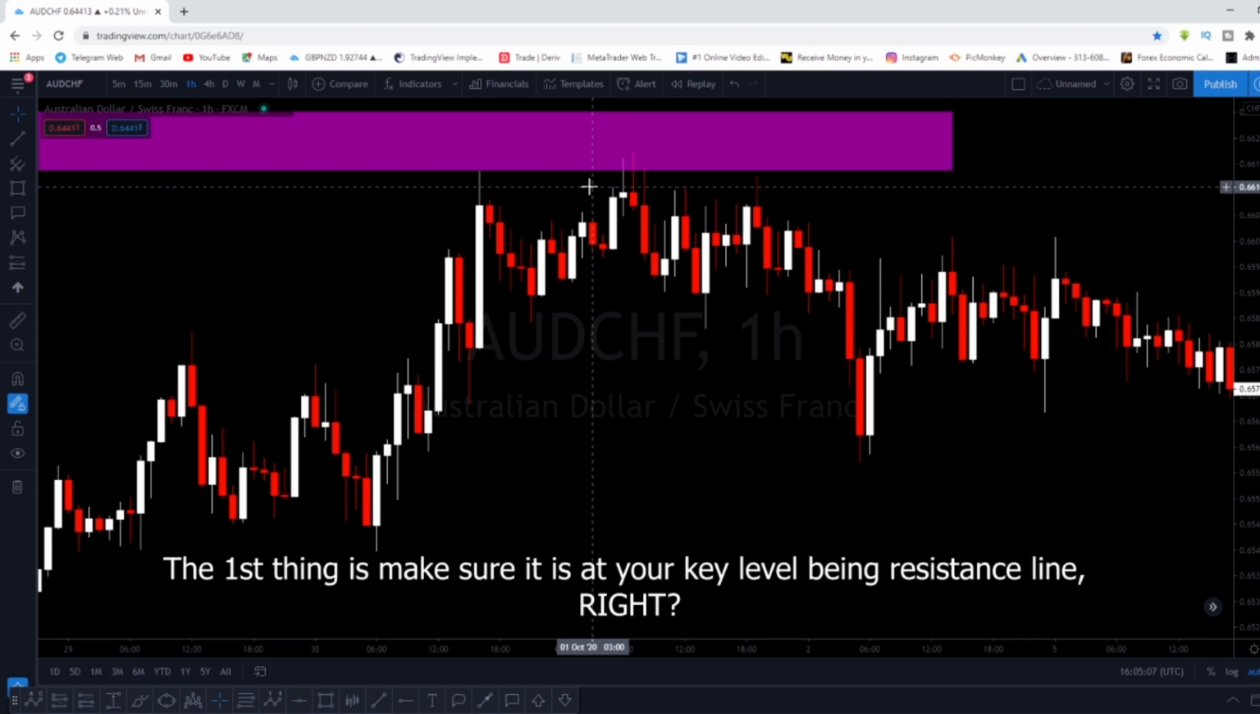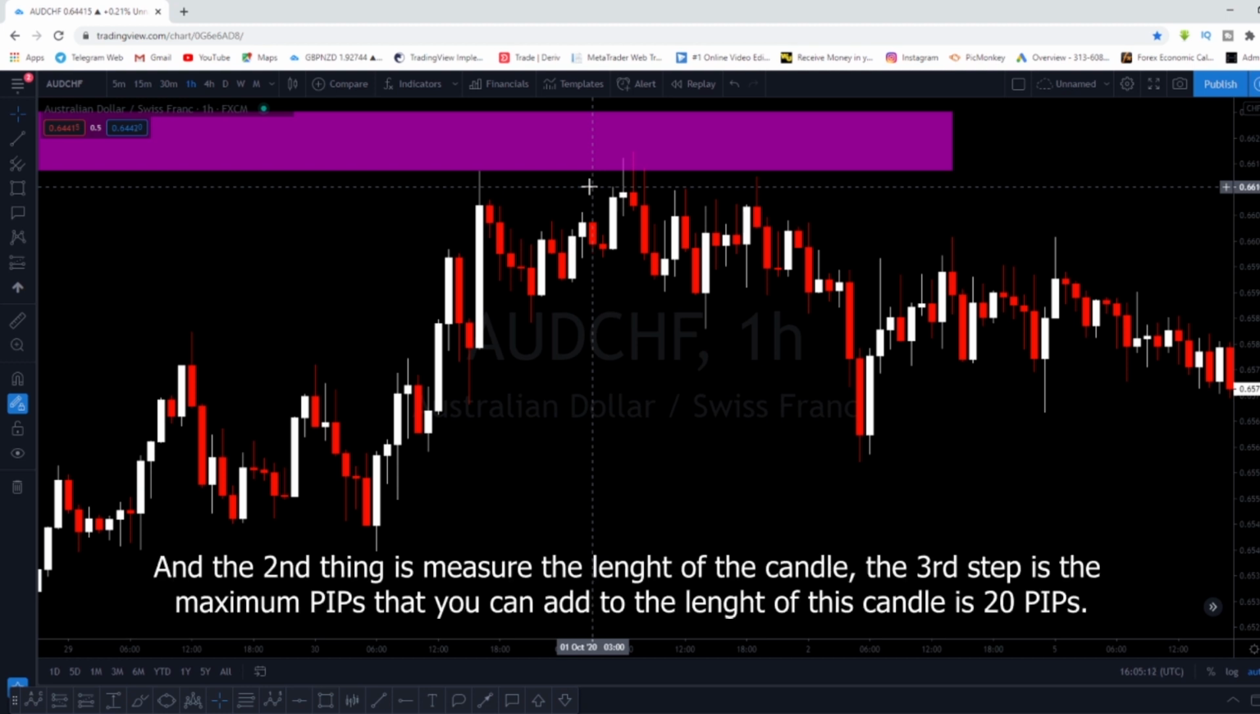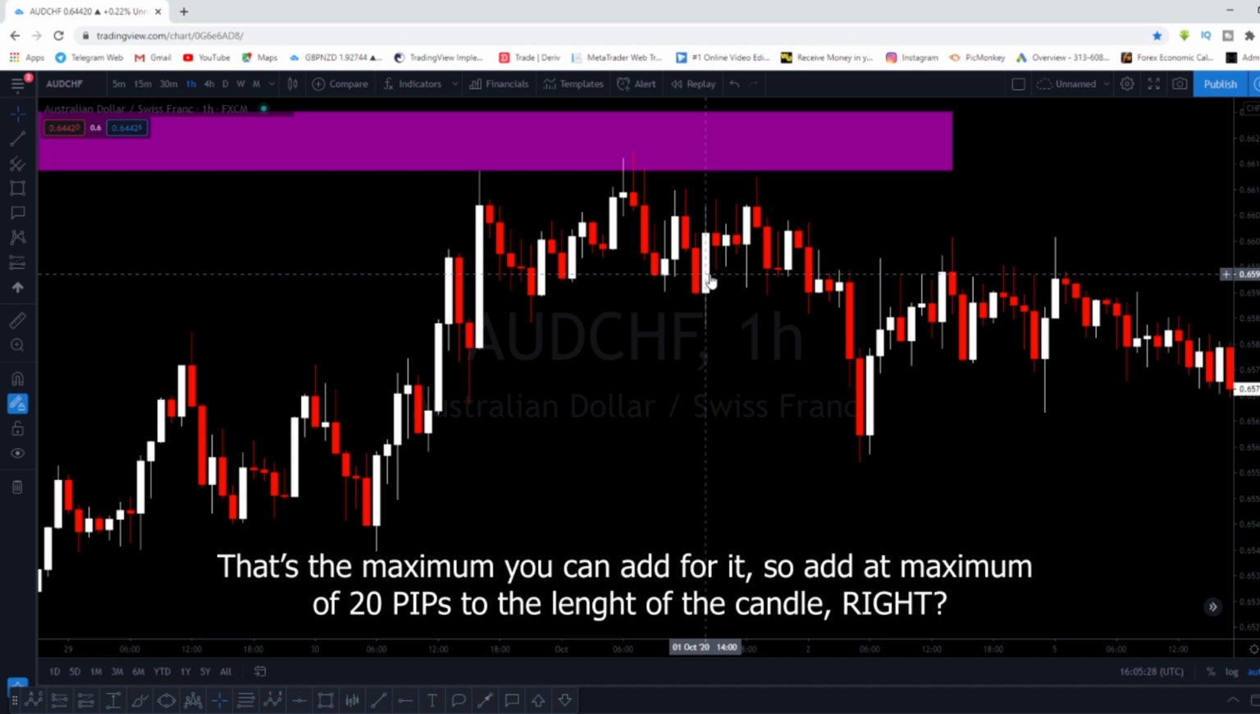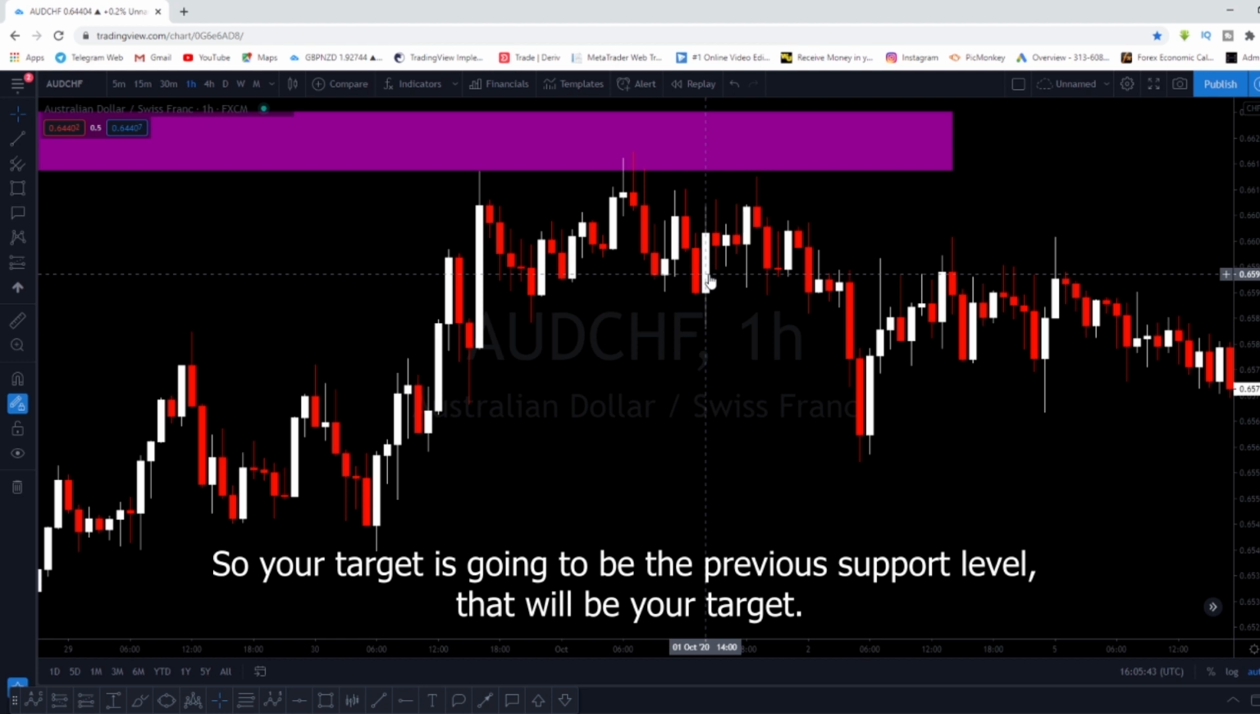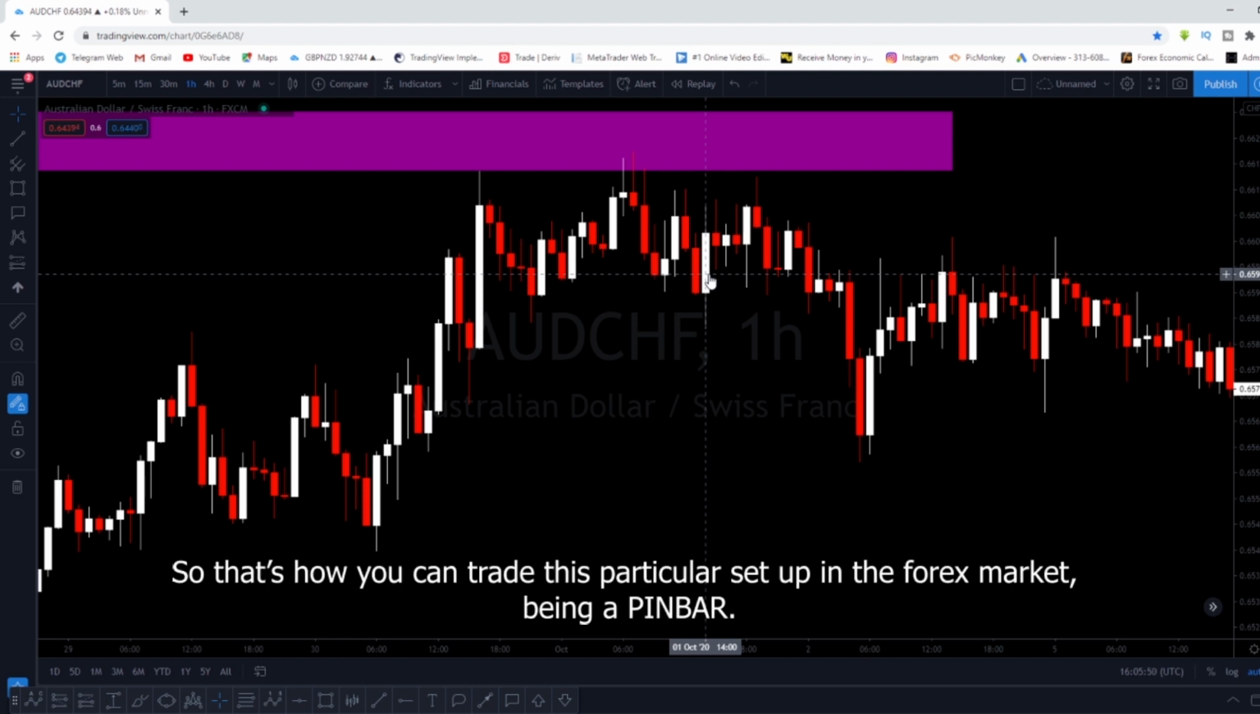So these are the rules for you to trade this particular setup, the pin bar, in the forex market. The first thing is to make sure it is at your key level, being a resistance line, right? The second thing is to measure the length of the candle. The third step is that the maximum pips that you can add to the length of this candle is 20 pips. So add a maximum of 20 pips to the length of the candle, and that will be your stop loss. The fourth thing is the profit target. Your target is going to be the previous support level. So that's how you can trade this setup in the forex market, being a pin bar.